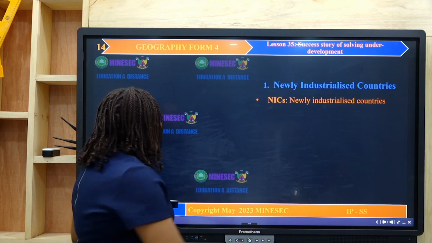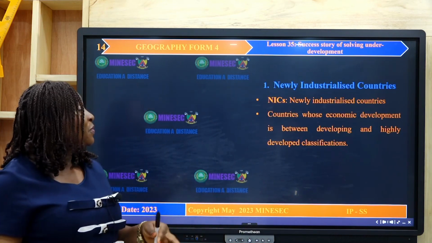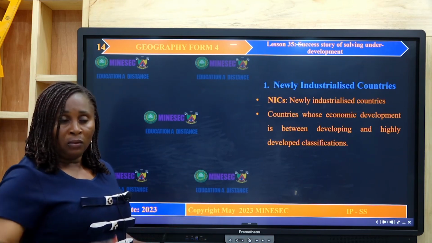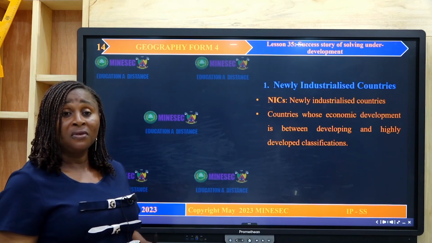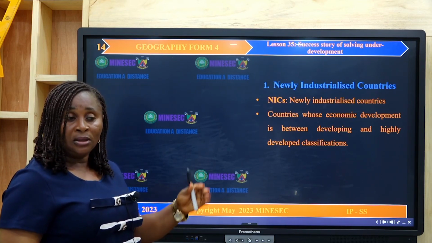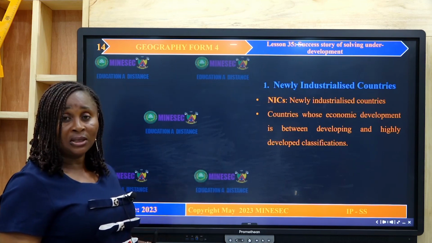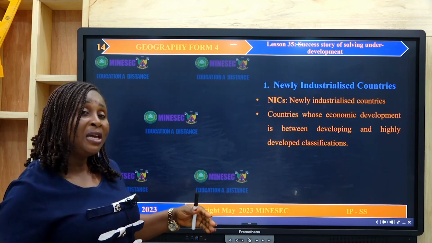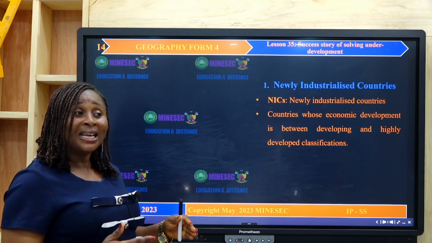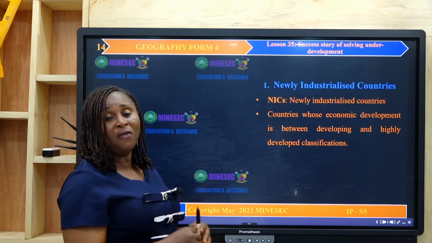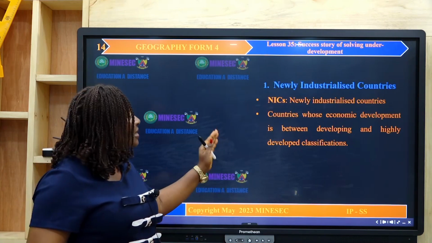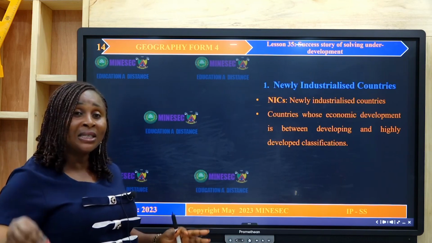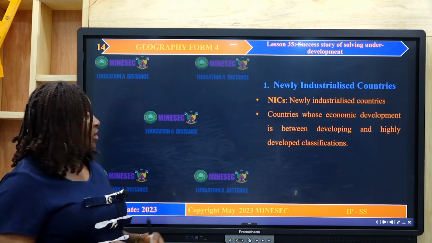Now, newly industrialized countries are countries whose economic development is between developing and highly developed classification. We had a lesson on the classification of countries in the world. We had developed or very rich countries. We also had newly industrialized or emerging nations and what? Developing countries. So newly industrialized countries are those countries that have come out of poverty. They are no longer classified as developing, but they are not yet developed to be considered as advanced industrialized countries. So they are just coming out of poverty.